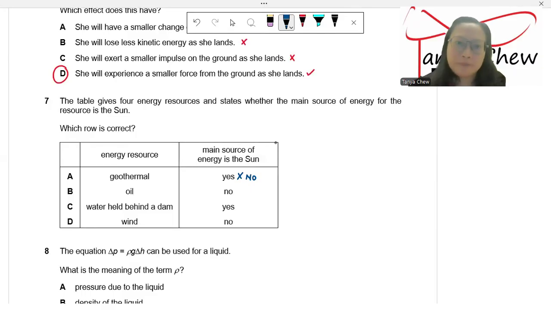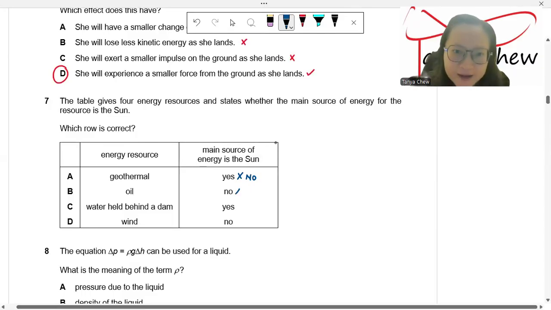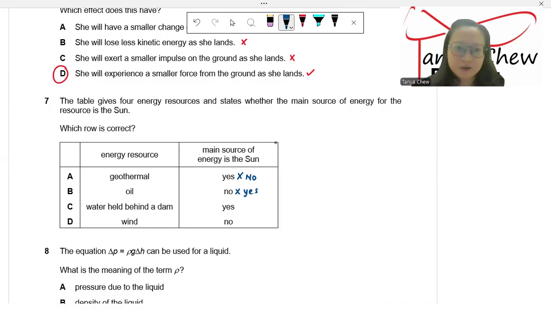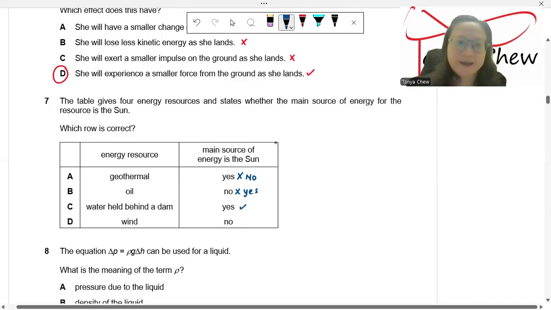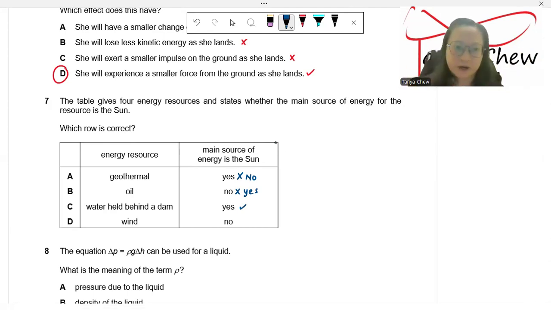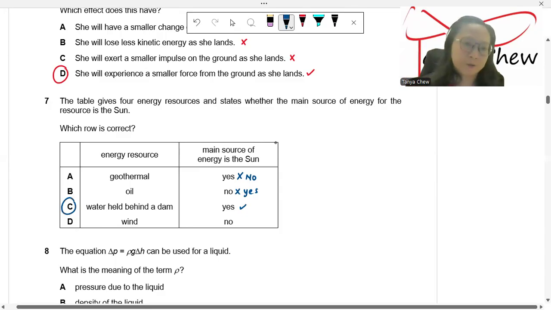B, oil. The main source of energy? Yes, it is the sun, because you need the sun to decompose the dead animals and dead plants to be able to form the oil. C, water held behind a dam, right? The main source of energy is the sun. Yes, through the rain, evaporation caused by the sun, and then the water gathers in the clouds, and eventually the rain falls and fills the water behind the dam. This is true. C is the answer, but I will prove D is not the answer.